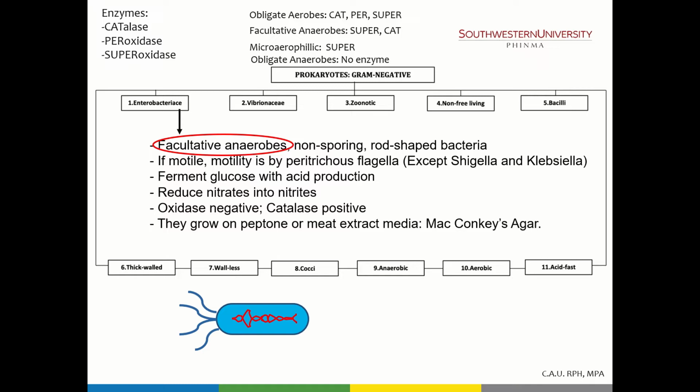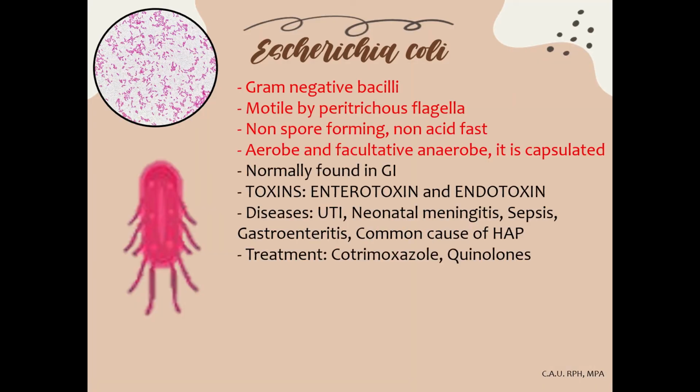Enterobacteriaceae are also considered fermenters of glucose with acid production, in which the acid they are producing is lactic acid. That is why the agar that can be used is MacConkey's agar, and we already discussed last meeting why MacConkey's agar can be used for those bacteria. The red text here are the descriptions that were expected because they belong to this group, Enterobacteriaceae. So we will focus mainly on the black text.